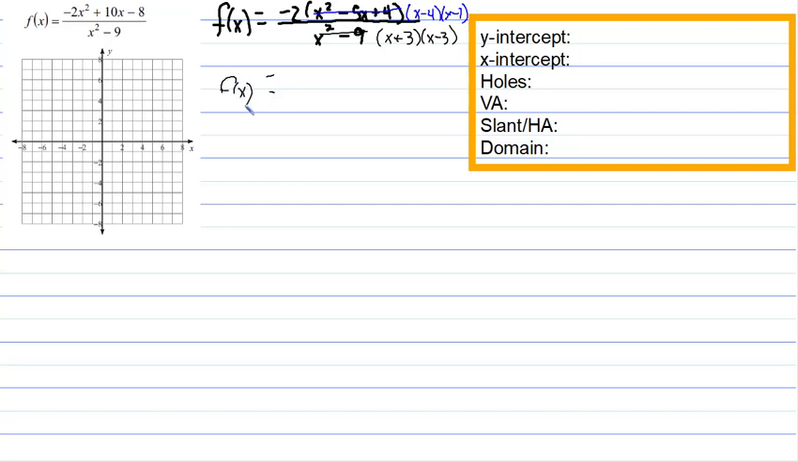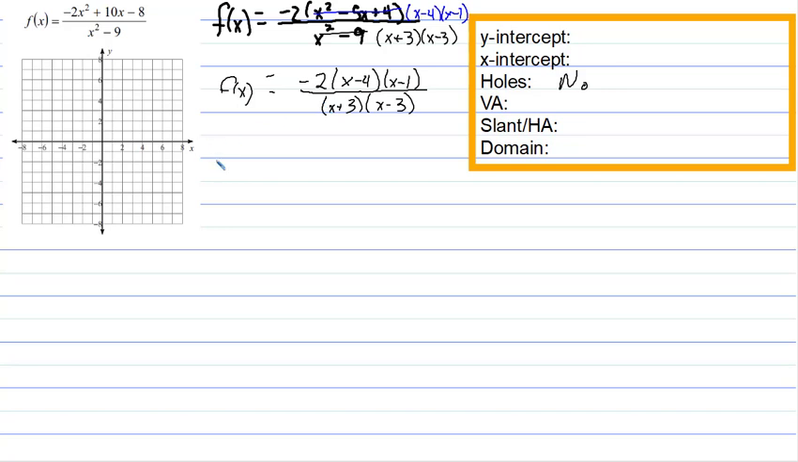So f of x is equal to -2 times x minus 4 times x minus 1, all divided by x plus 3 times x minus 3. And if you look here, nothing can cancel out, so there are no holes. And then I need to find each of the other pieces. So I need to find all the other pieces.